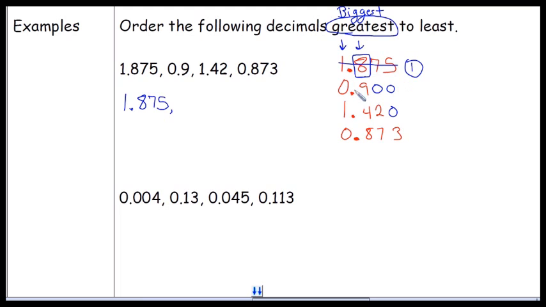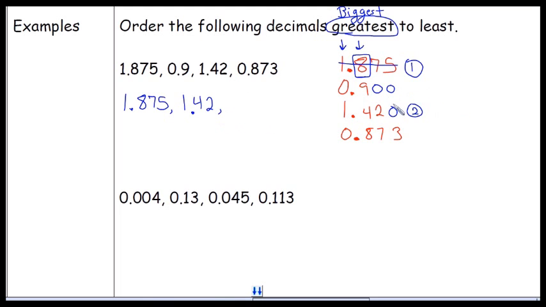Now between these 3, the 1 is going to be bigger than the 0 and the 0. So I know this one has to be the second one in my list. So it's 1 and 420 thousandths, or really 1.42. And I really don't need that extra 0 in the back.